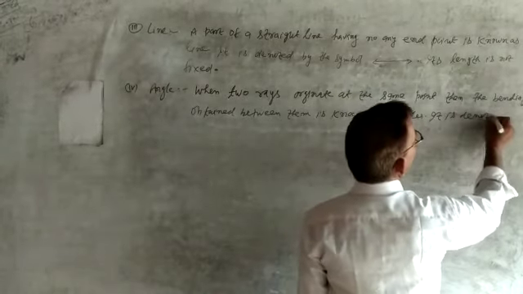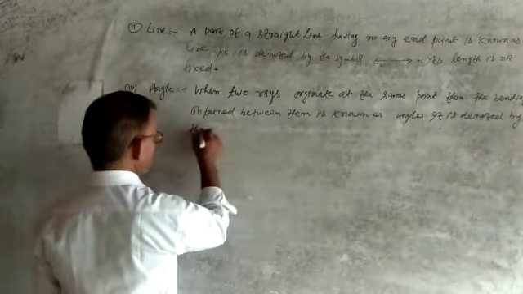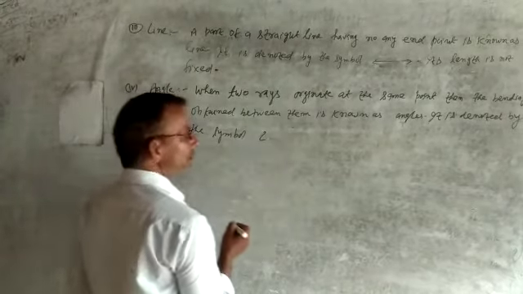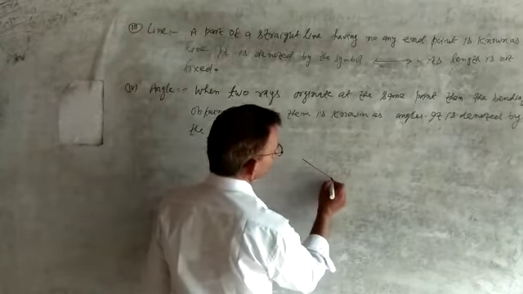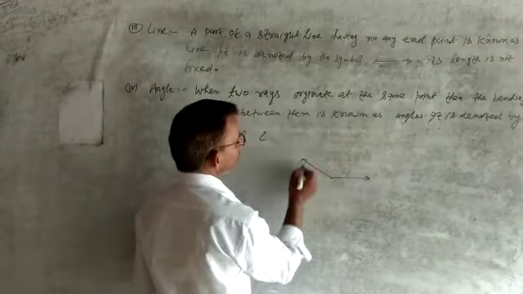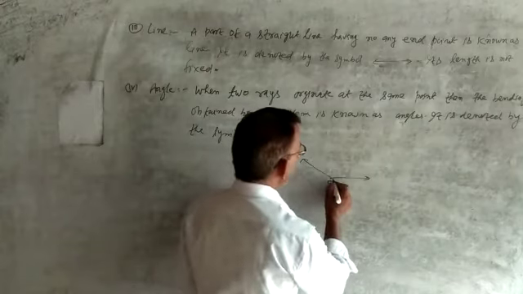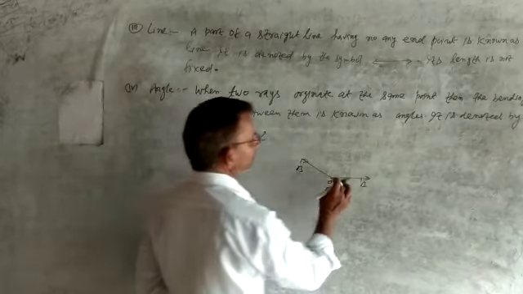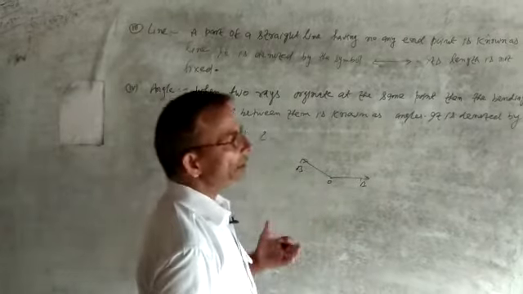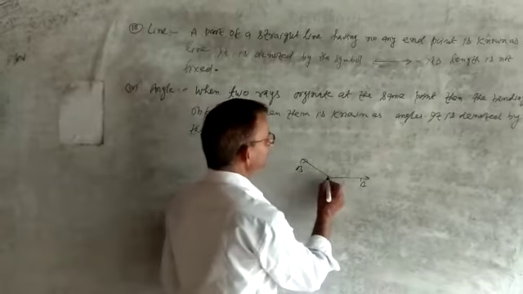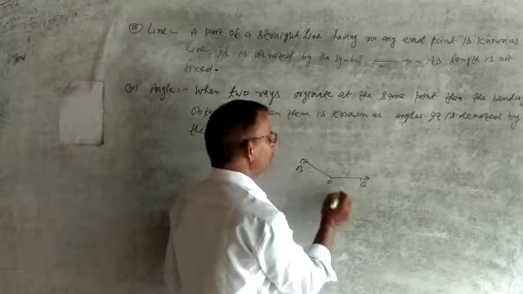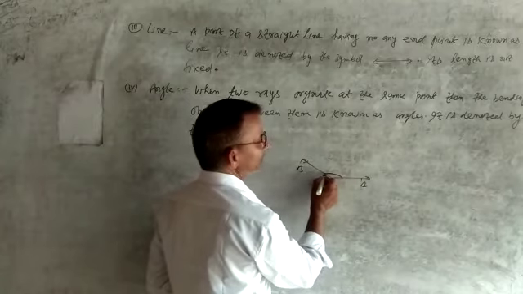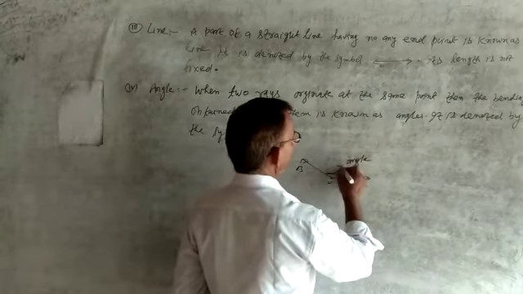It is denoted by the symbol. This is ray OA and this is ray OB. Both rays originate at the same point O. So the bending obtained between them, this is known as an angle.